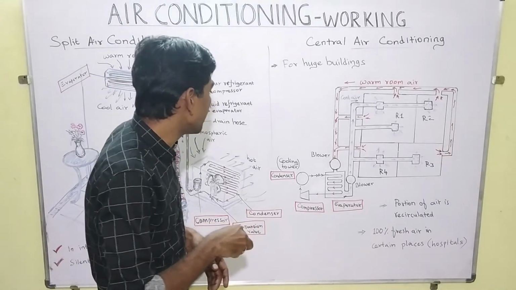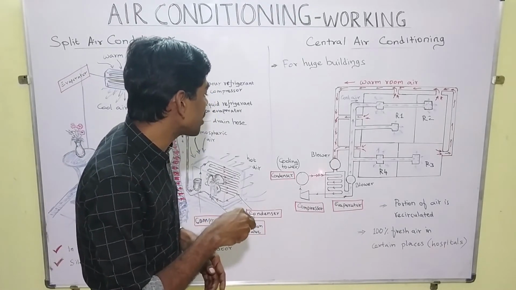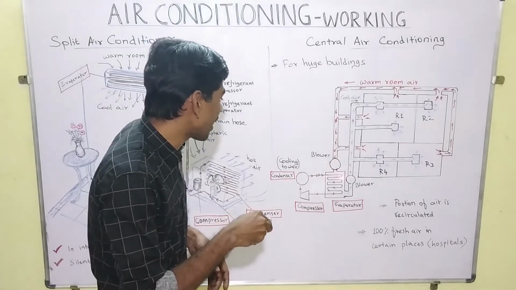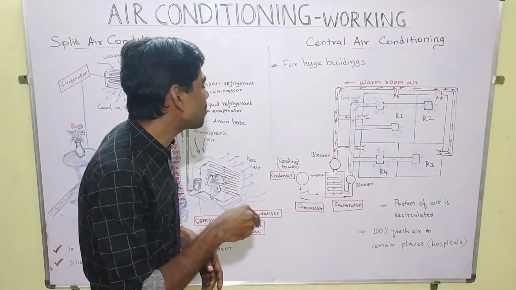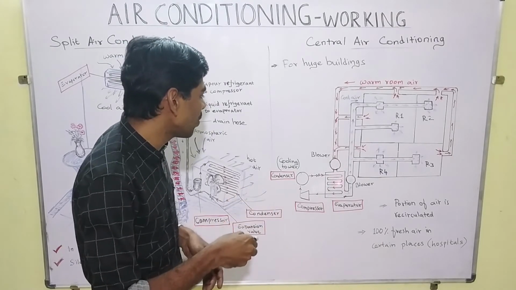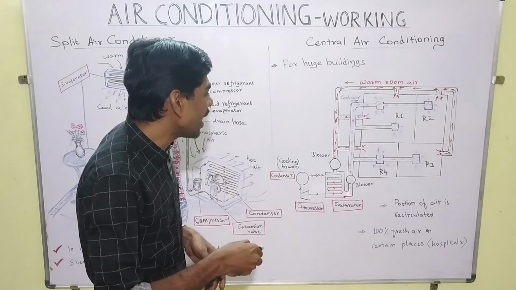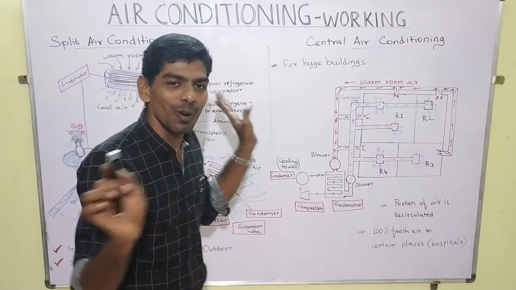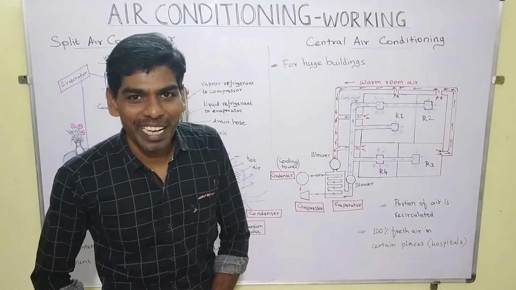So here it is again liquid. So here we have an expansion valve and it is taken back to the evaporator. Then this process is a cyclic one, it continues. The air from the room comes down and it is cooled and it is taken back to the rooms. This is how central air conditioning works.